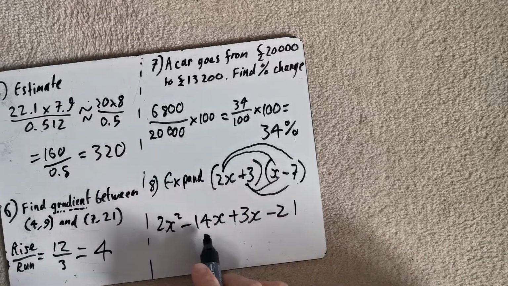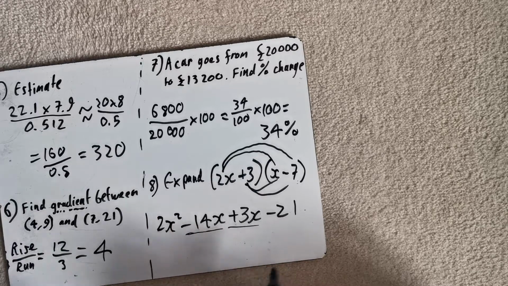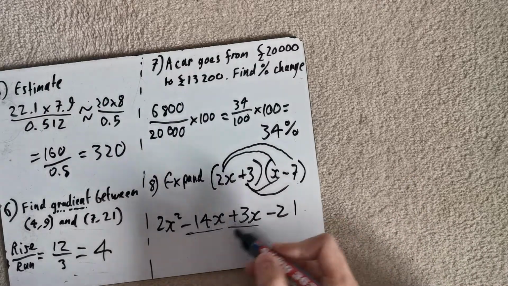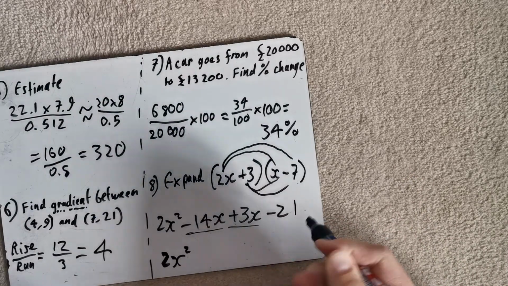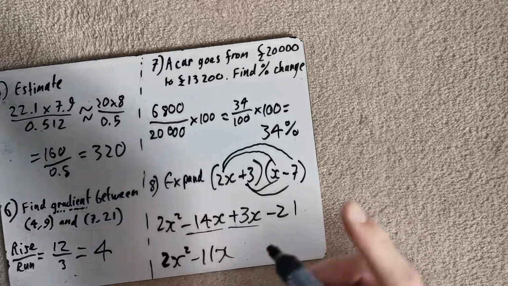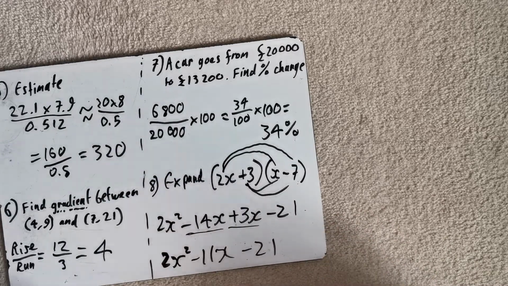there's no other x squareds, there's an x there, so we can simplify those. There's no other numbers on their own, so we can't simplify that one. So if we simplify these ones in the middle, 2x squared, minus 14x, add 3x would be minus 11x, not minus 17x, minus 21. There we go.